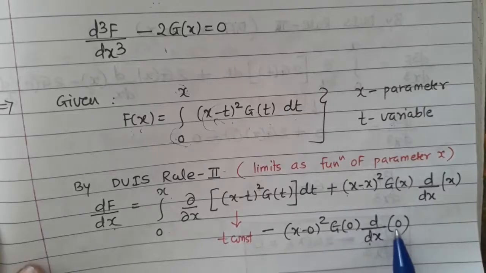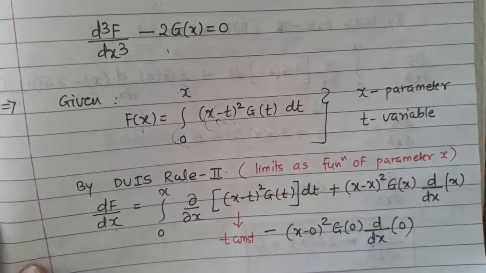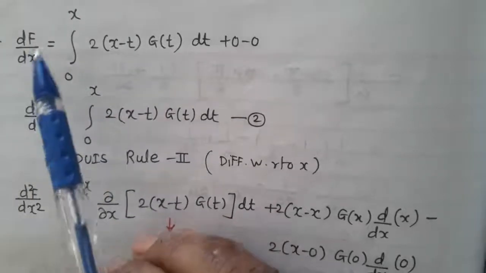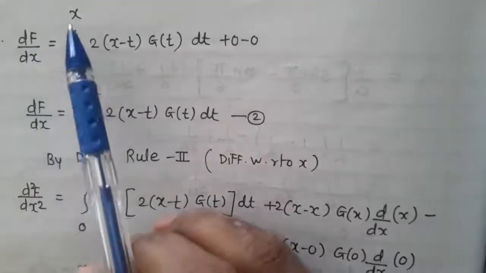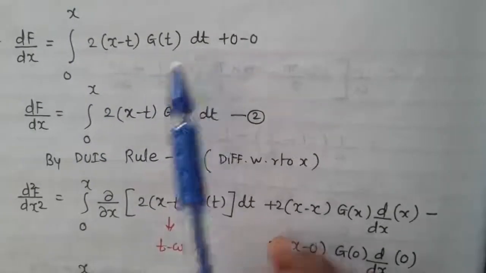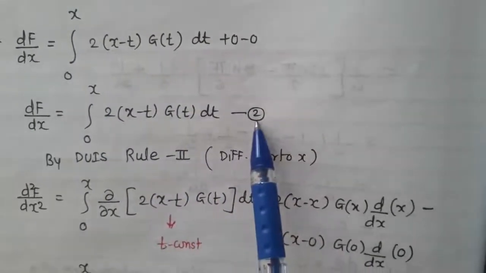Derivative of 0 becomes 0, so this last term also becomes 0. Using all the above steps, here df upon dx is equal to integral 0 to x 2 times (x minus t) g of t dt. Call it equation number 2.